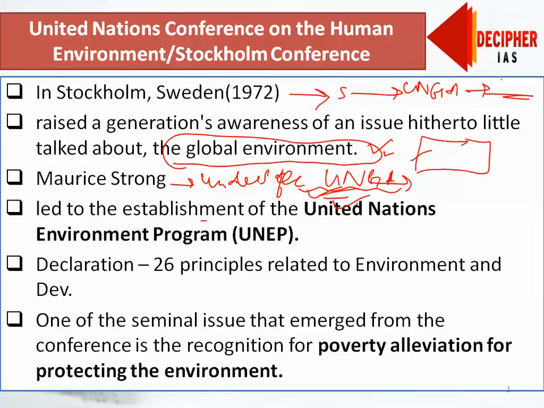Now, one of the seminal issues raised in this conference was the recognition of poverty alleviation for protecting the environment. Because when a person is poor, he tends to make bad decisions which are not good for the environment. You should know that there were two prime ministers, from Sweden and India, in this conference, and Indira Gandhi gave a seminal speech which brought forward the connection between ecological management and poverty alleviation, where she said poverty is the biggest evil for India and the world. So let's move ahead.